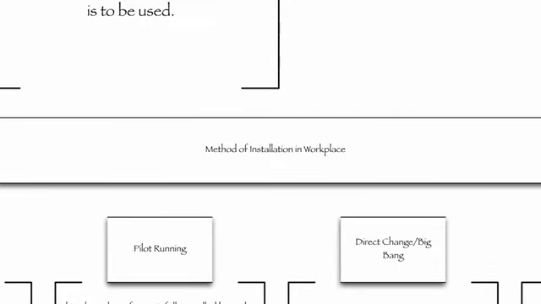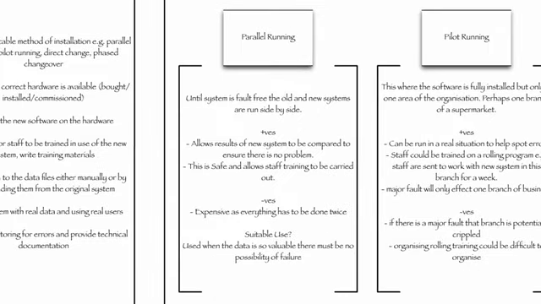So if we have a look at the methods of installation in the workplace, the first one we'll look at is parallel running. Until the system is fault-free, the old and new systems are run side by side. Positives of this is it allows the results of the new system to be compared to ensure there is no problem. This is safe and allows staff training to be carried out, and if a mistake does happen, the old system is still in place, so it shouldn't be an issue.